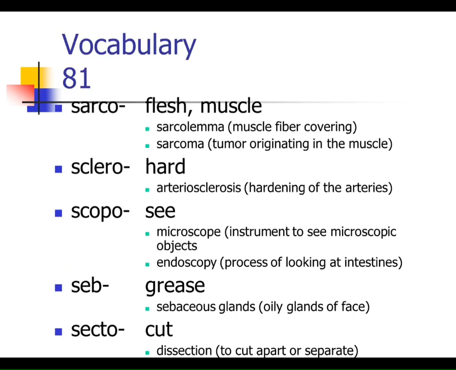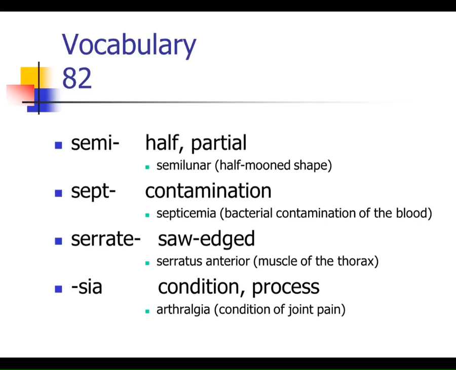And then secto to cut. If I have a prosected cadaver, it's already been cut in advance, right? Prosect. If I'm dissecting, I'm actively cutting that organ or that cadaver. Semi, half or partial, right? Semi-half, we get that one. That one's not so difficult.